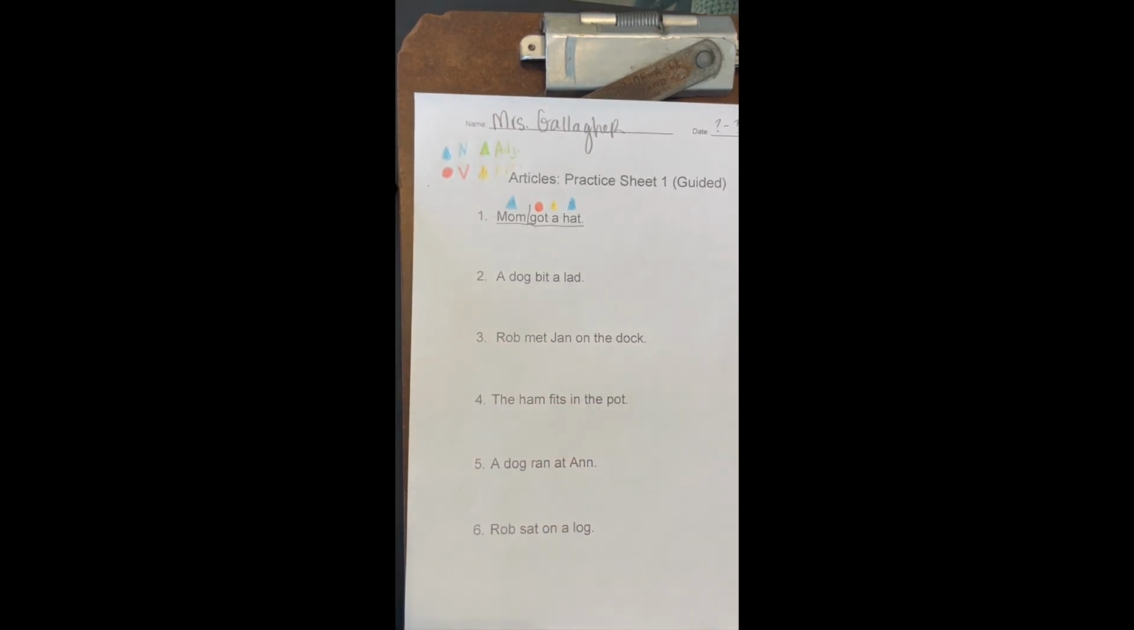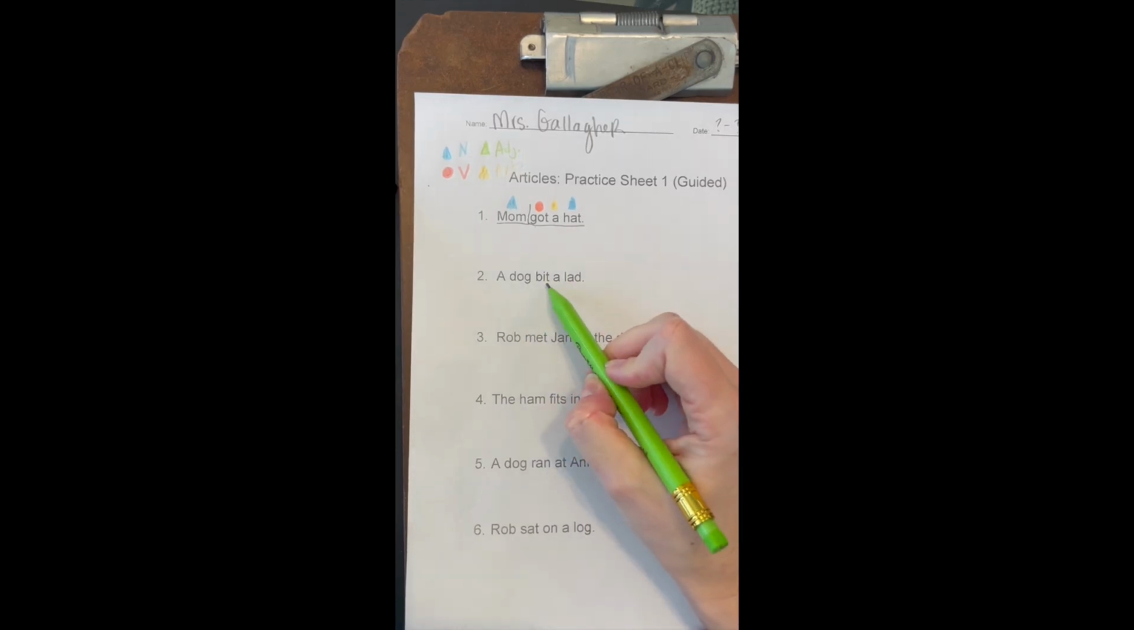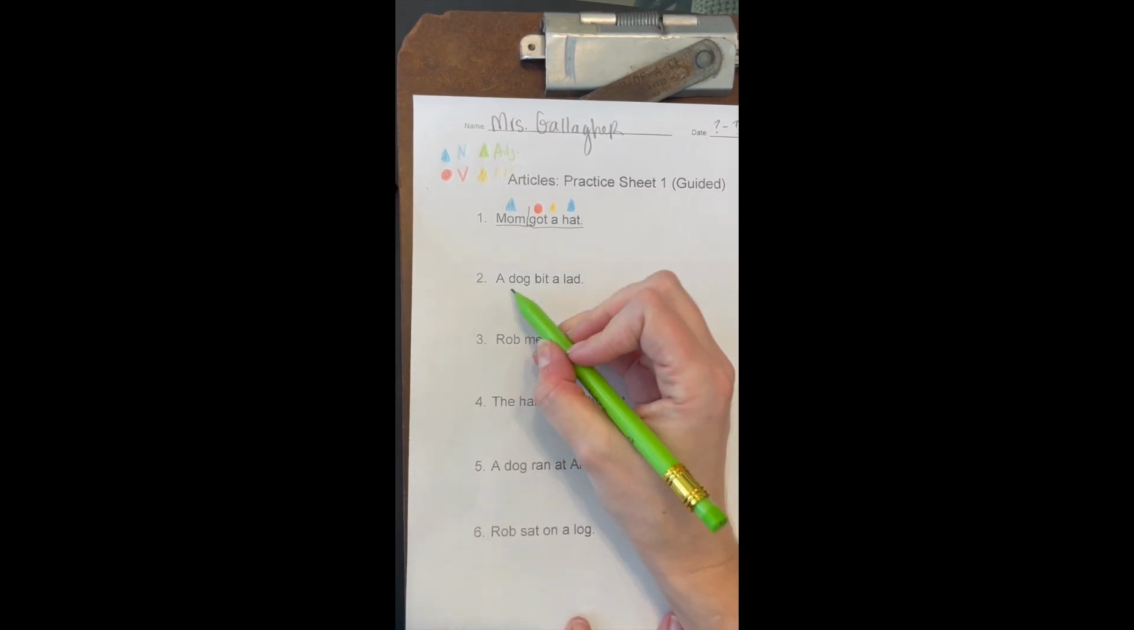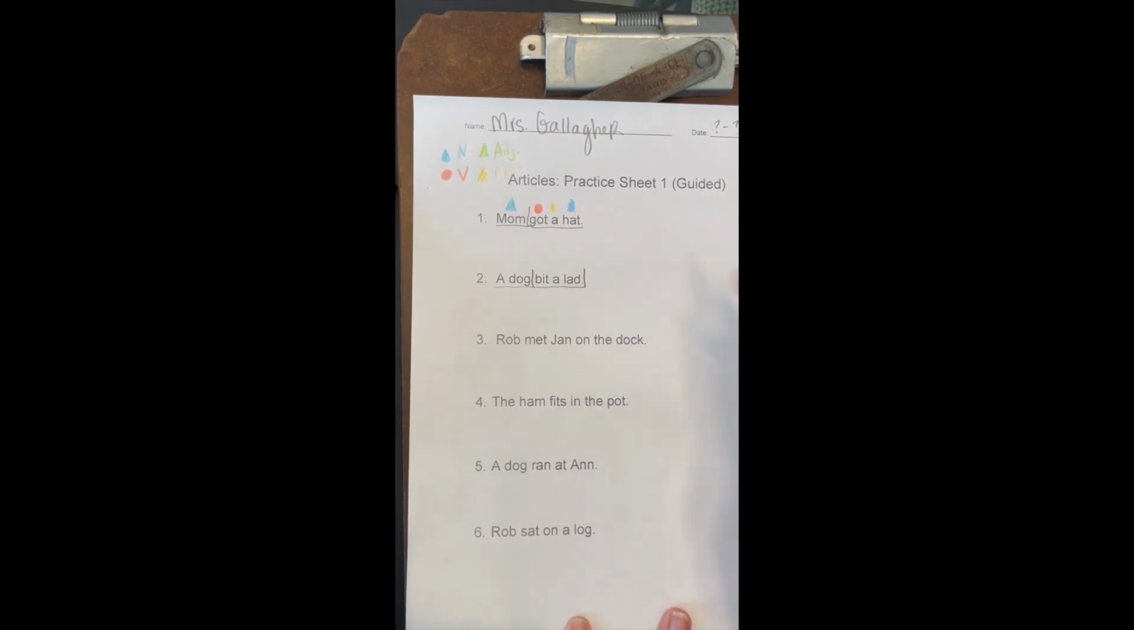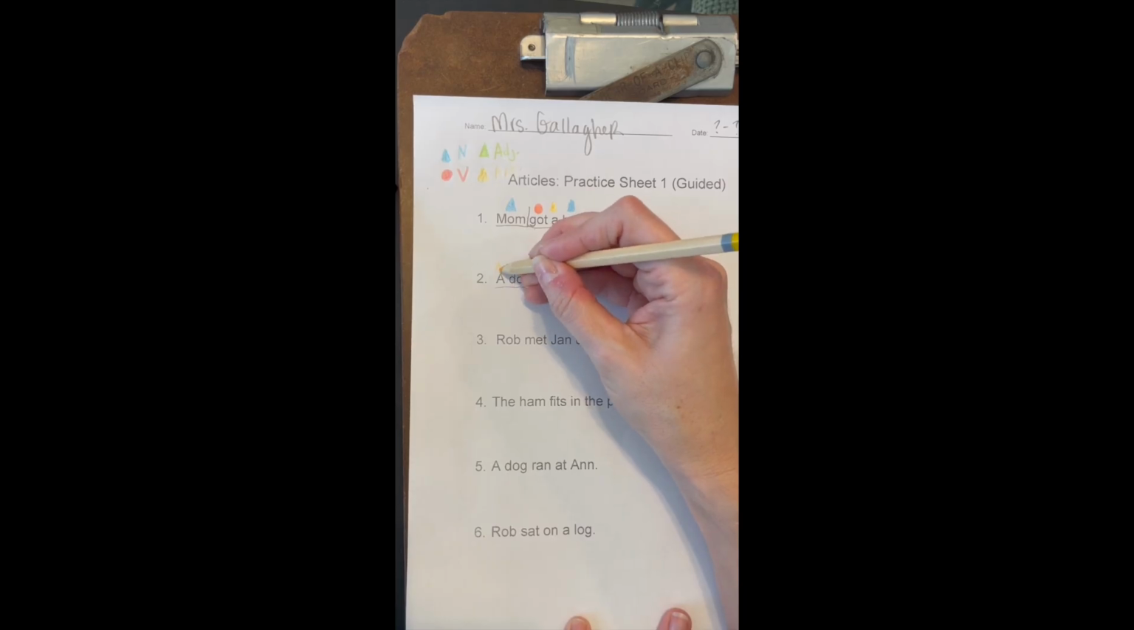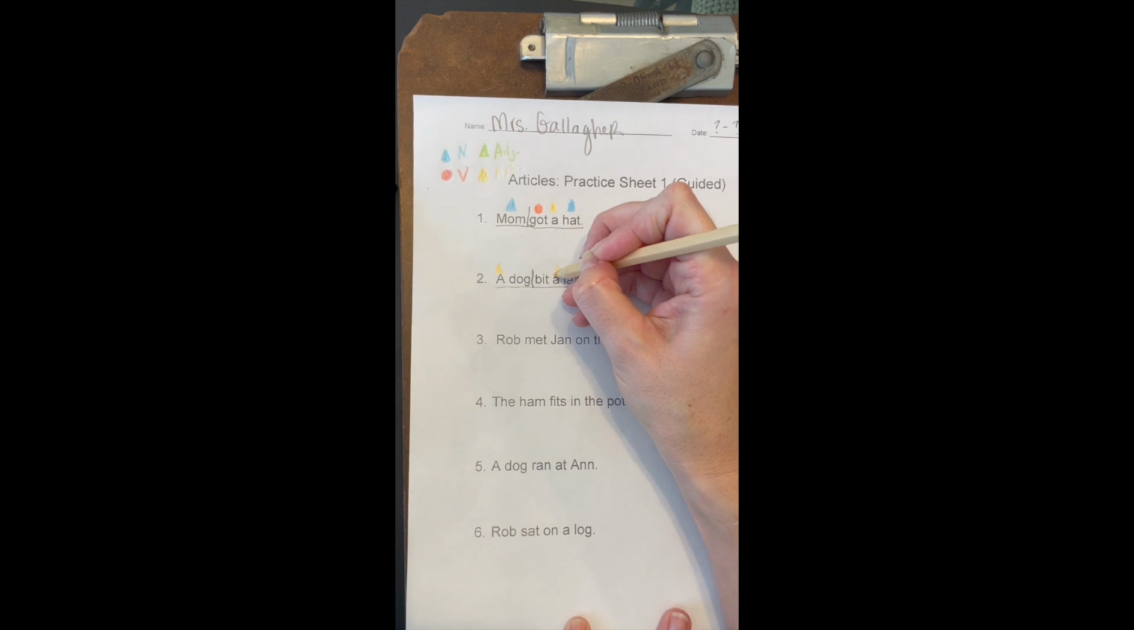All right, let's go to number 2. A dog bit a lad. So who is this about? A dog. What did he do? He bit a lad. So let's start with our articles, since that's what we just learned. I see a here. And I see a here. No thes.